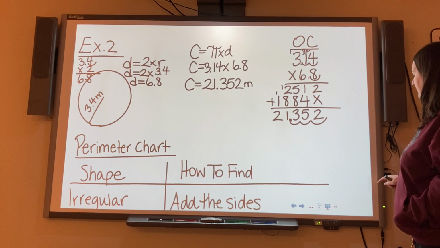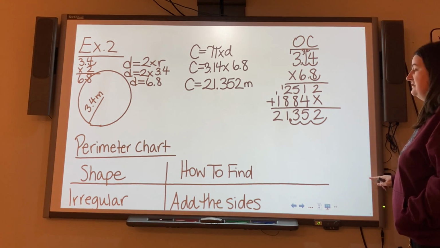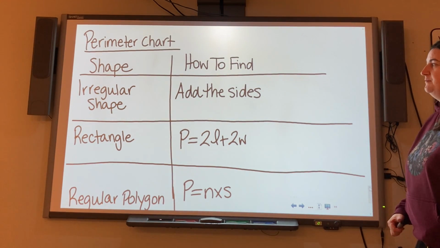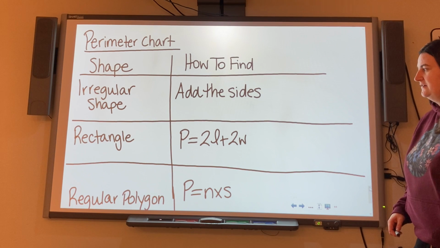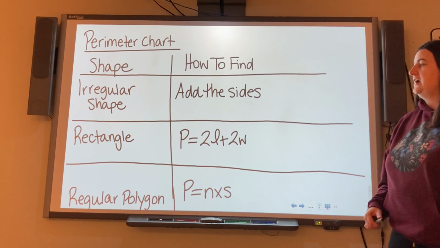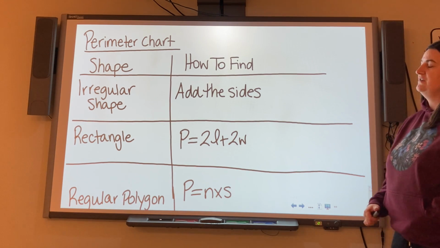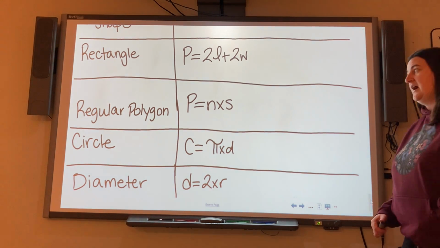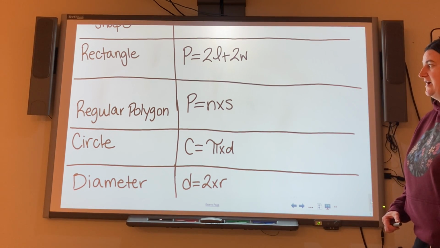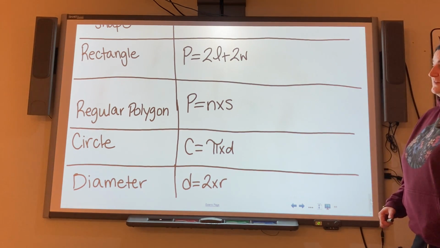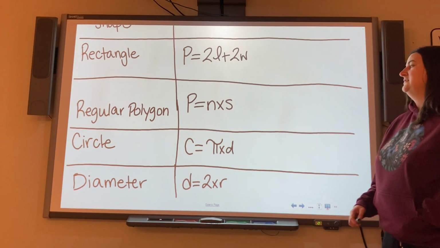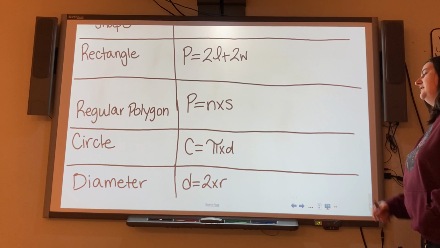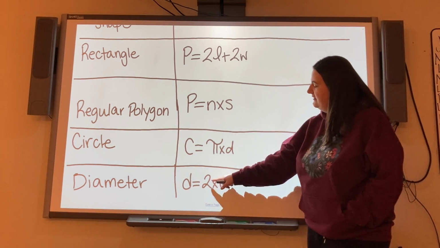All right, if you take a look at the very back, let's do a quick review because this chart is going to be on your quiz. So, in a regular shape, add all the sides. Rectangle, perimeter equals 2 times the length plus 2 times the width. Regular polygon, perimeter equals the number of sides times how long each side is. Circumference of a circle, circumference equals pi times diameter. If they don't give you the diameter, you find out by multiplying the radius by 2.